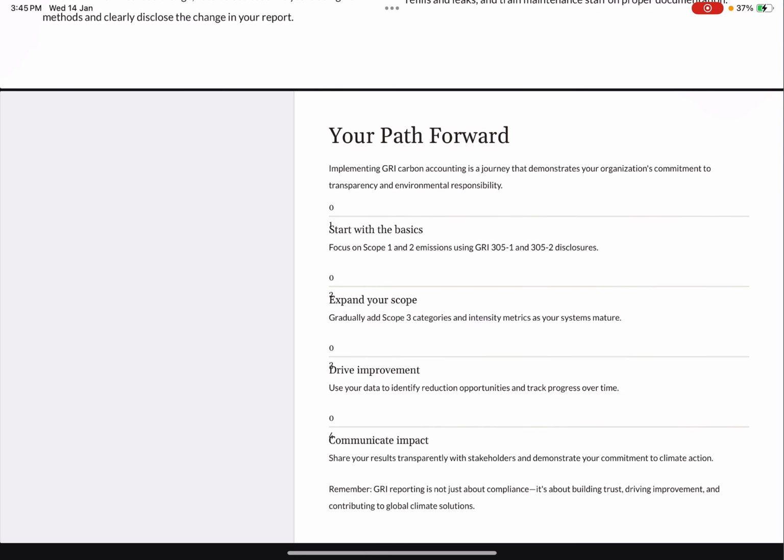So to summarize, for GRI carbon accounting, we need to start with the basics, that is, focus on scope 1 and scope 2 emissions using GRI 305.1 and 305.2 disclosures. Expand the scope to include scope 3, use your data to identify reduction opportunities, track the progress over time, and communicate the impact in the GRI report. I hope that the GRI reporting protocol is clear to you all. Thank you.